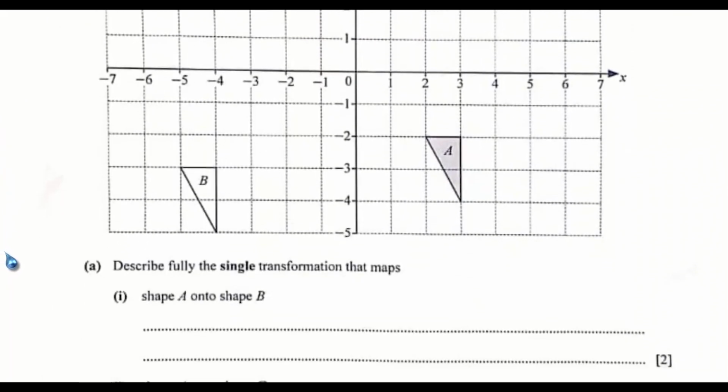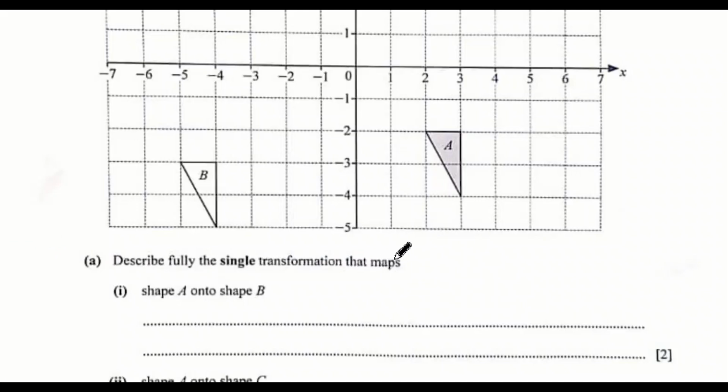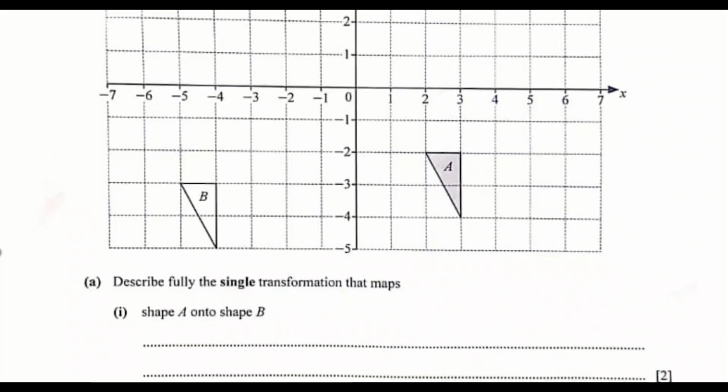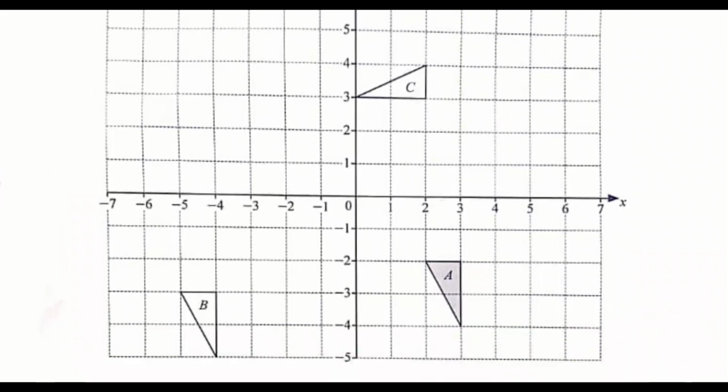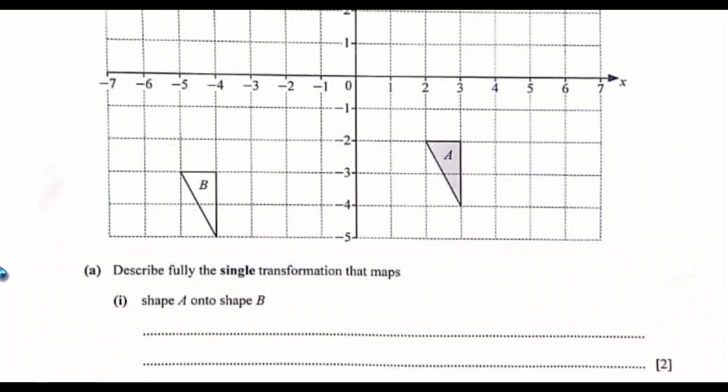Question 1. Describe fully the single transformation that maps shape A onto shape B. So let's look at shape A. This is shape A and you want to see the transformation that maps it onto shape B. This is shape B here. If you notice, let's label it first. We have point P, point Q, and point R here. Then this will be P prime, this will be Q prime, and this will be R prime here.